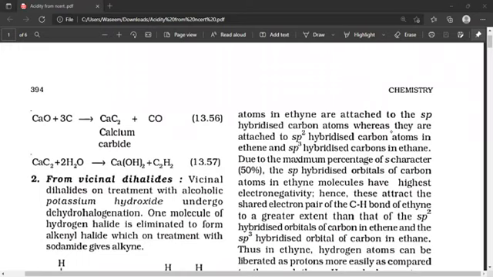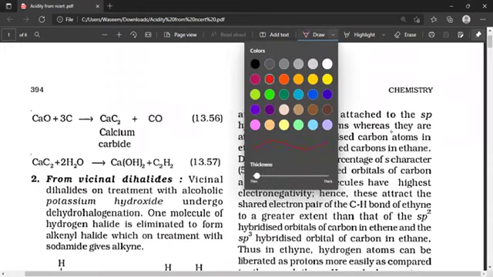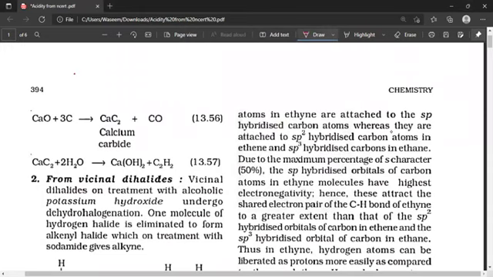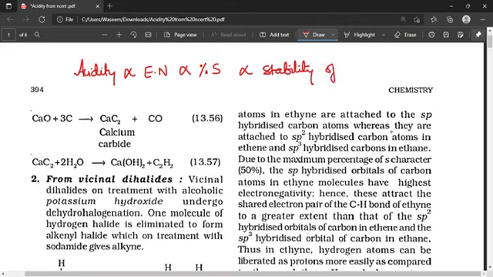So let's begin with the topic acidity. Today I'm going to discuss acidity only from the NCERT book. Before that, a small description: acidity is directly proportional to electronegativity, or also the percentage S character, or also due to the stability of the conjugate base. This relation is very much important to understand today's topic.